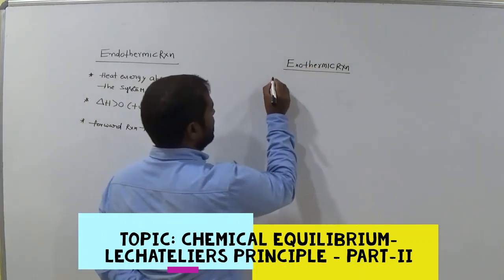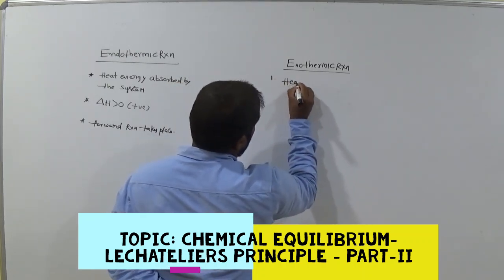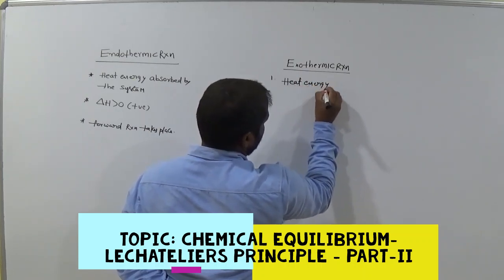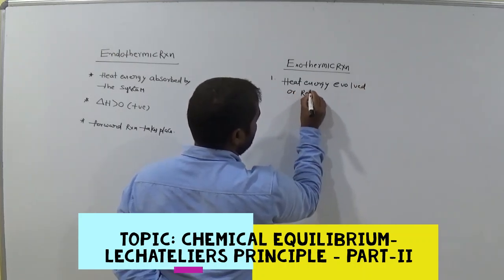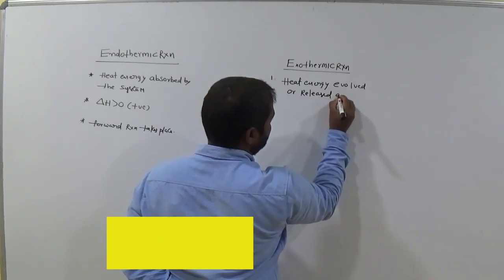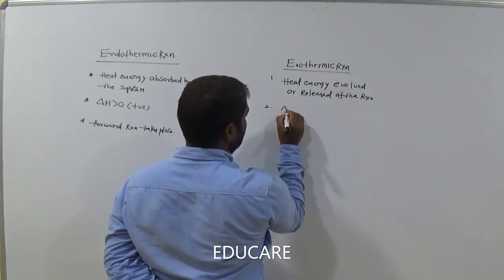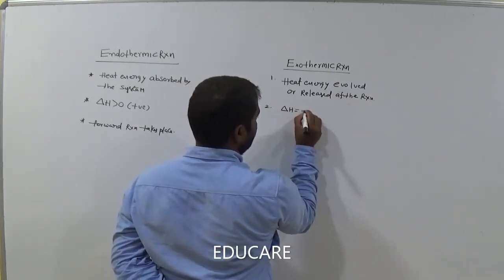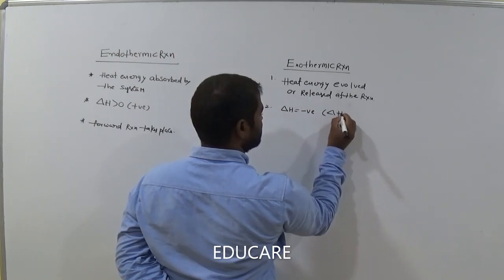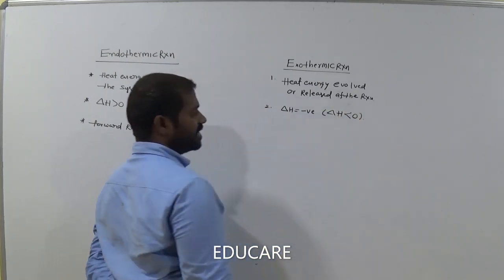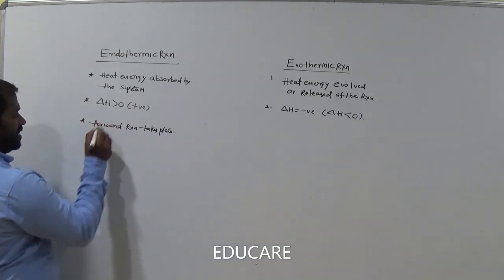And coming to exothermic reaction, heat energy is evolved or released after the reaction, where delta H is negative, that means delta H is less than 0. So let's see one example regarding this.